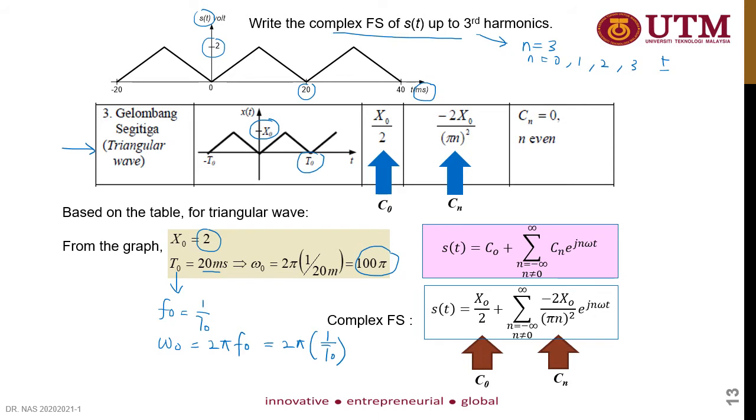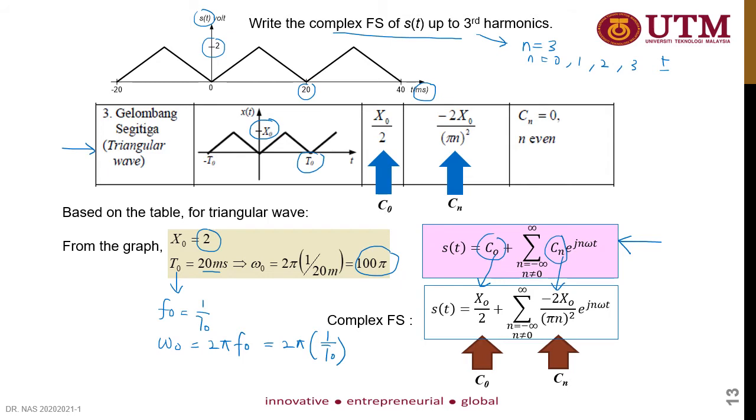Okay, next, write down the general equation, C0 plus the summation of Cn e^(jn omega t). So replace the C0 and Cn equation based on the equations shown in the table. So in this case, for the triangular wave, the C0 is equal to x0 over 2, and your Cn is negative 2x0 divided by the function.